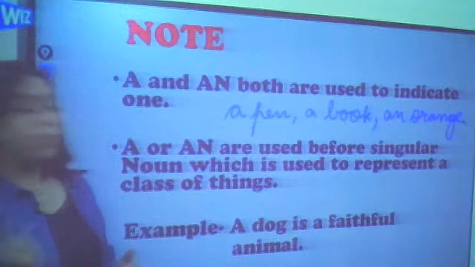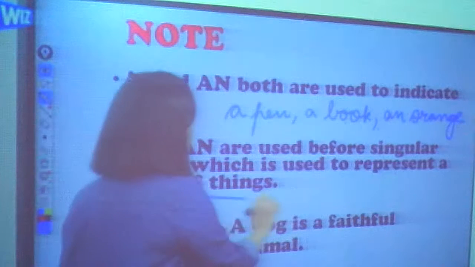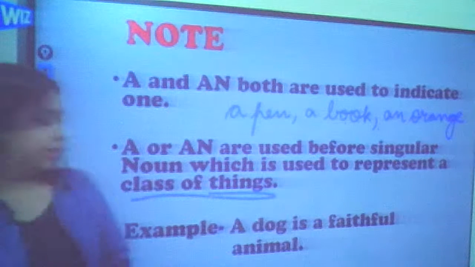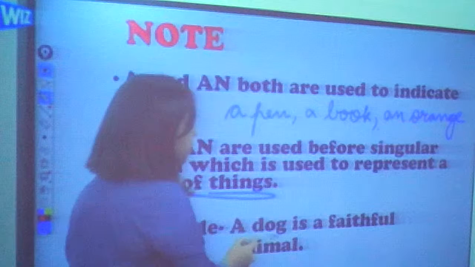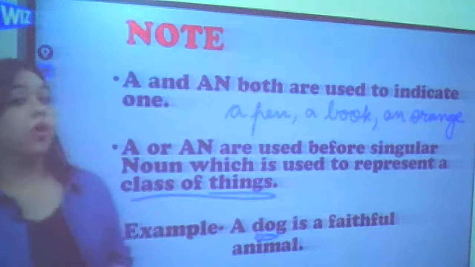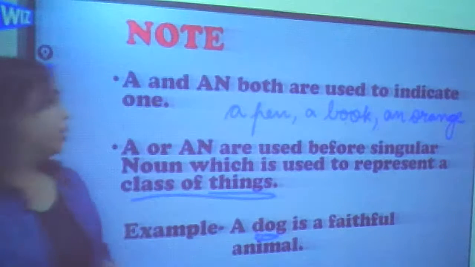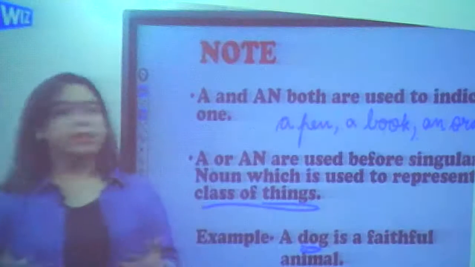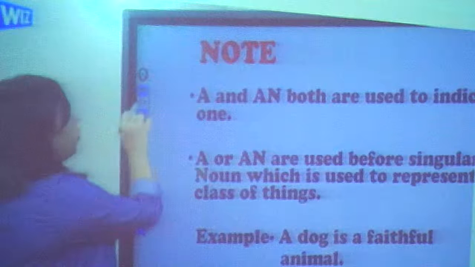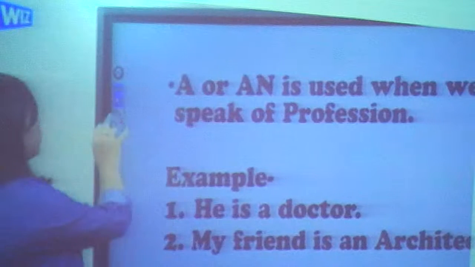Or it says one more thing, it can be used to represent a class of things, okay. A dog, now here this dog is representing all the dogs, so again we'll say a dog is a faithful animal, okay. So I hope that this is clear to you, and now we'll be moving further, and more uses of a or an.